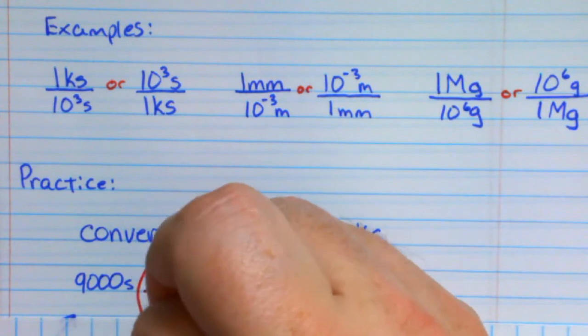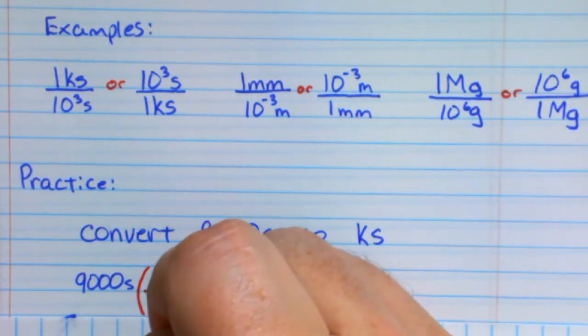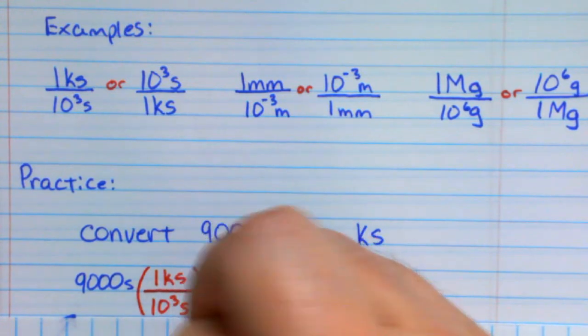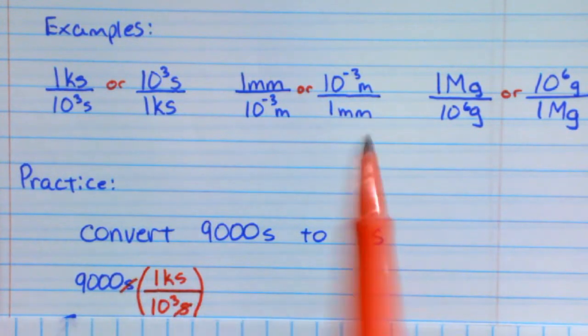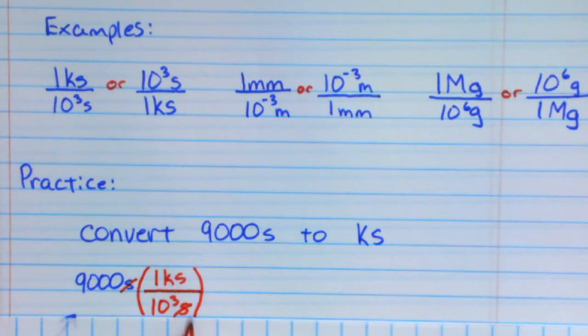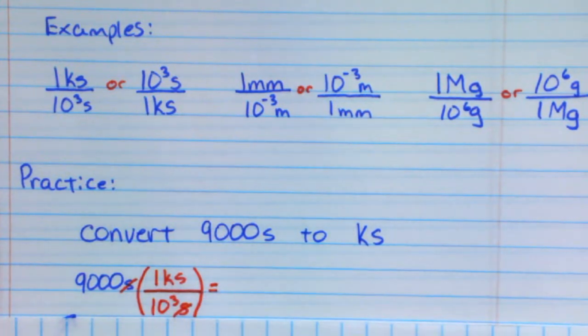So that gives us 1 kilosecond over 10 to the third seconds. If you have a second over a second, we can simplify that. And now the only unit that's left over is a kilosecond, and that's exactly what we're looking for. So that means that we're basically finished. What we have to do next is calculate.